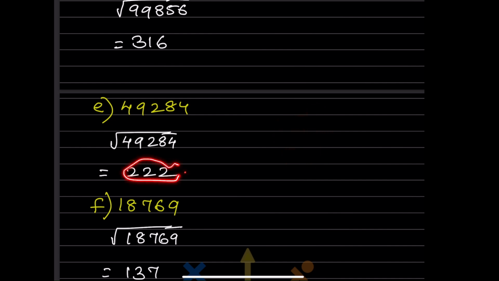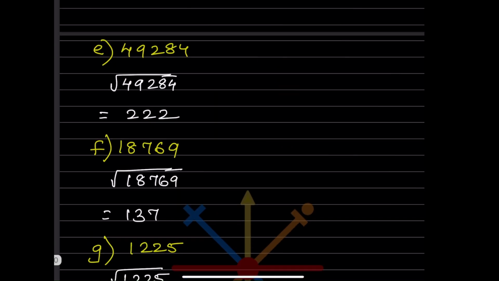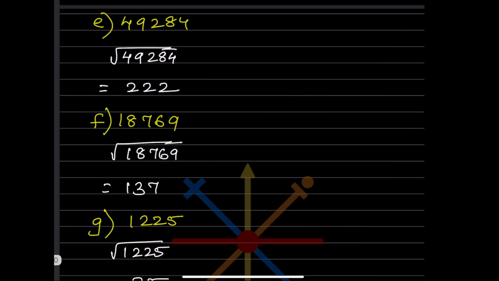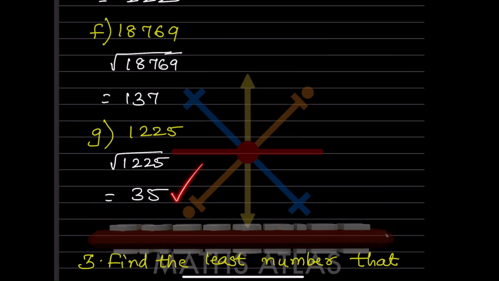So this is going to be, or you can do it directly, because if it's a big number, you can go for the long division method. That will be better. So now here again, you can go with the long division if you are getting confused with the method of squaring. So this is 137. 1225, that is 35.